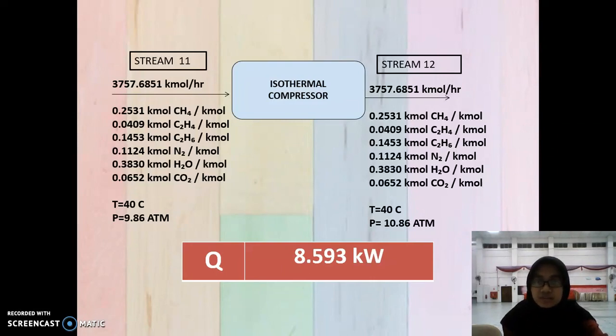Next is the isothermal compressor. In this isothermal compressor the temperature is constant while the pressure increases from 9.86 atm to 10.86 atm. When we do the energy balance calculation, the Q will be 8.593 kilowatt.